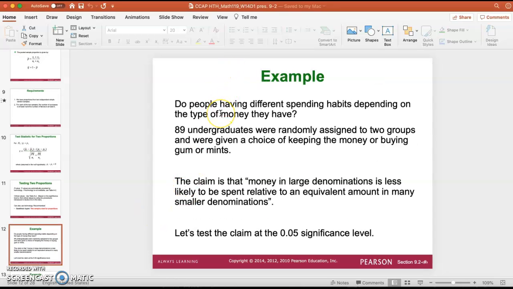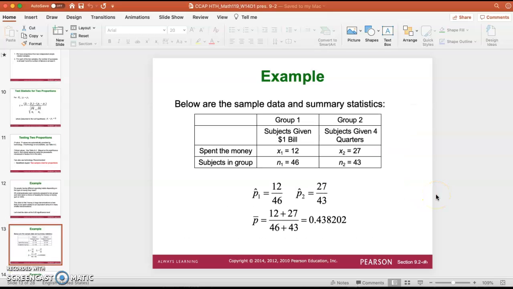Okay, so now for an example: do people have different spending habits depending on the type of money that they have? So in a study, 89 undergraduates were randomly assigned to two groups and were given a choice of keeping money or buying governments. So now the claim is that money in large denominations is less likely to be spent relative to an equivalent amount in many smaller denominations. This wording is a little strange here, but basically we're testing to see if the proportion of spending is different if someone's given a dollar bill versus if they're given quarters. So I guess the quarters would be what would be used to buy the governments.